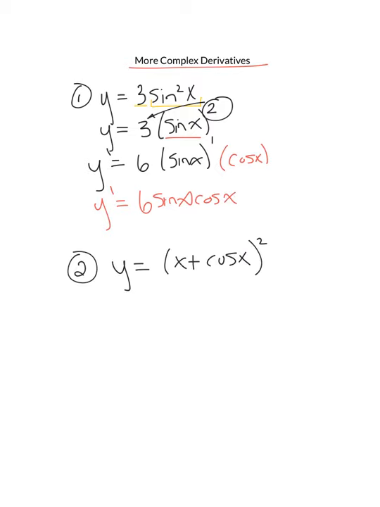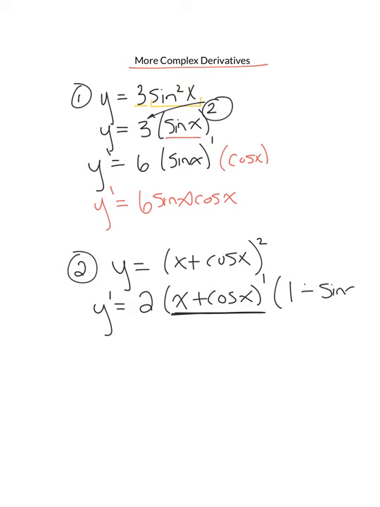Our second example is y is equal to x plus cos x, all squared. So y prime is equal to, we're going to bring down that exponent, so a 2 times, keep that bracket the same. Our new exponent is 1, and now we're multiplying by the derivative of that bracket. So the derivative of x is 1, and the derivative of cos x is negative sine x.